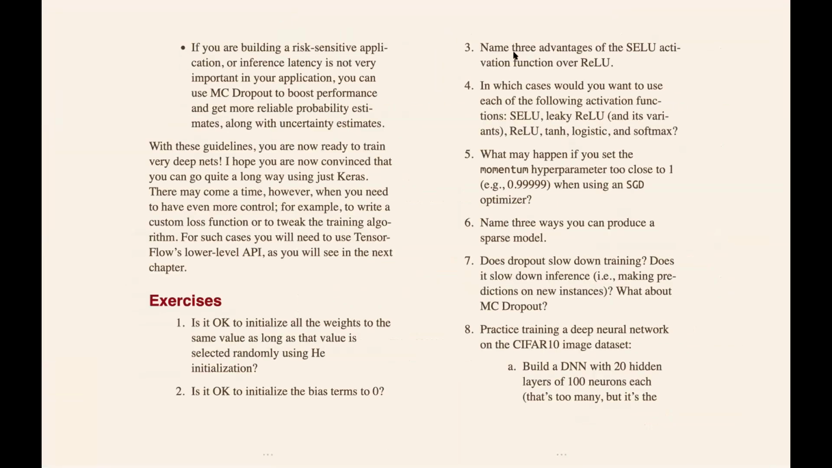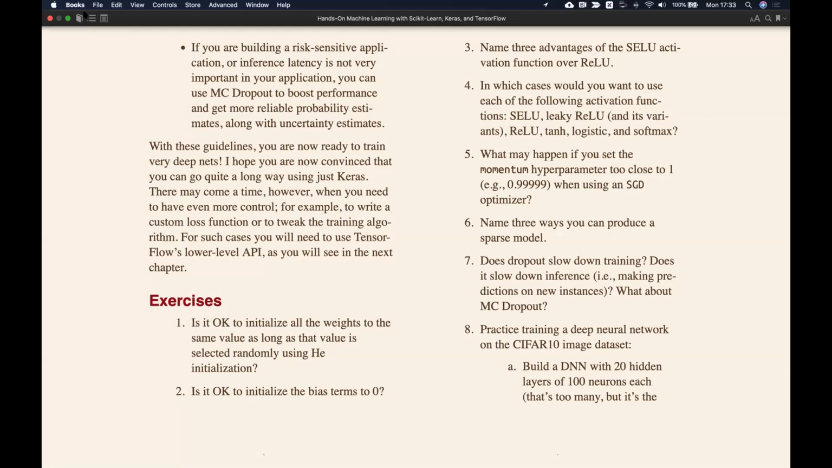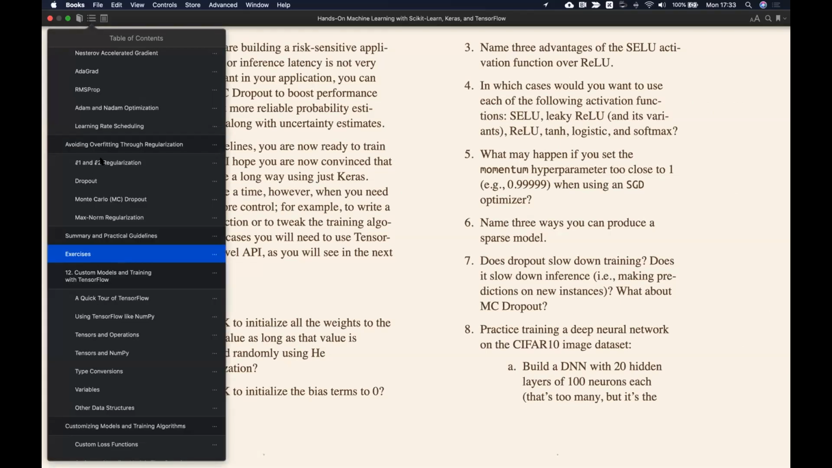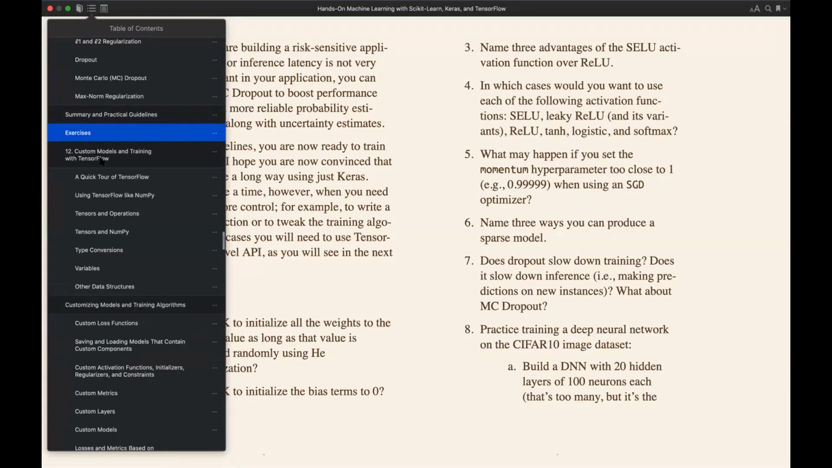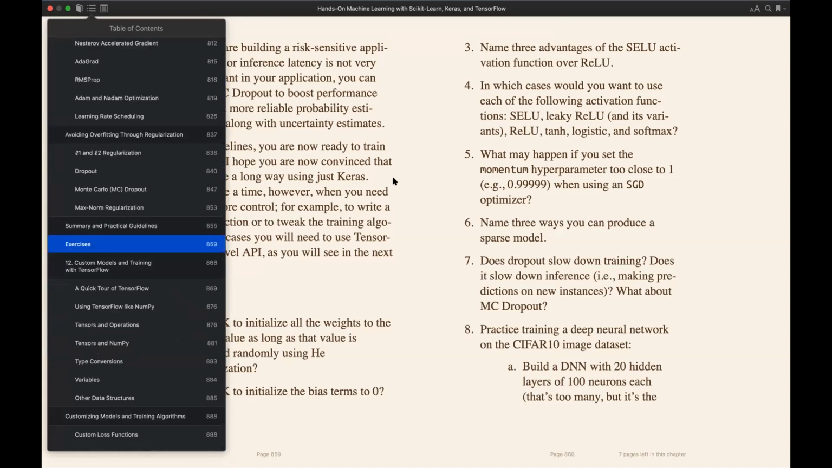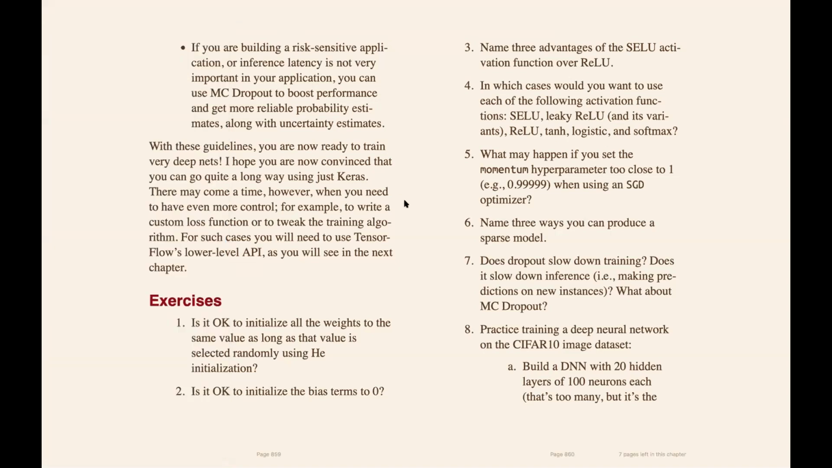Anybody wants to read out the answers, or do you want me to? Can do. A few advantages of the SELU function over the ReLU function are it can take negative values, so the average output of the neurons in any given layer is typically closer to 0 than when using the ReLU activation function. And this helps alleviate the vanishing gradient problem.